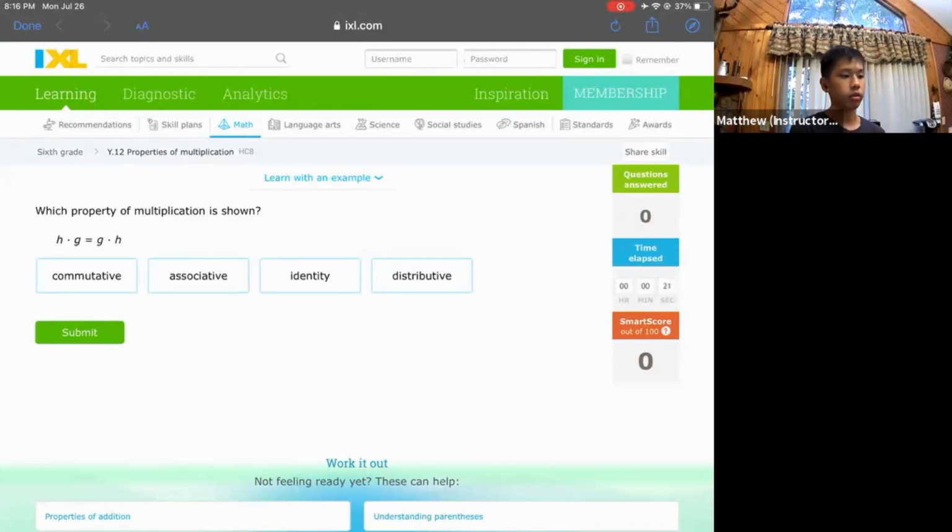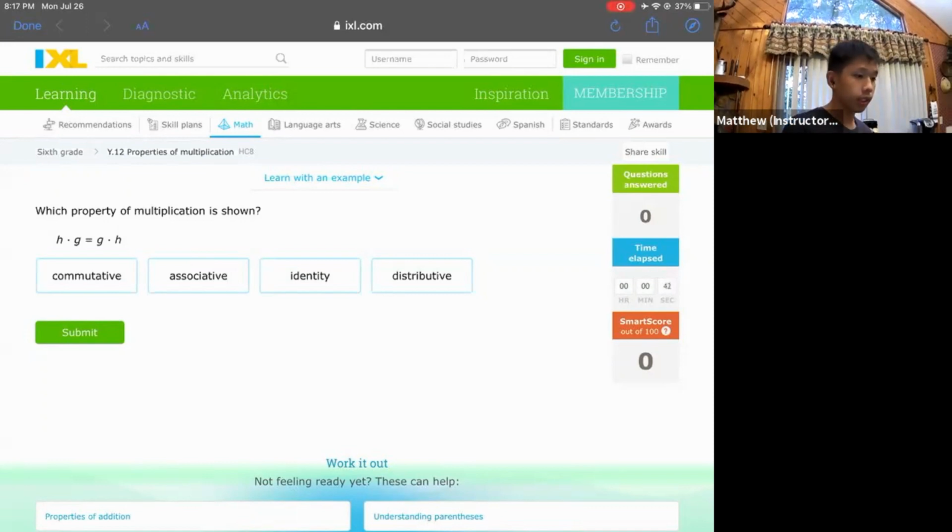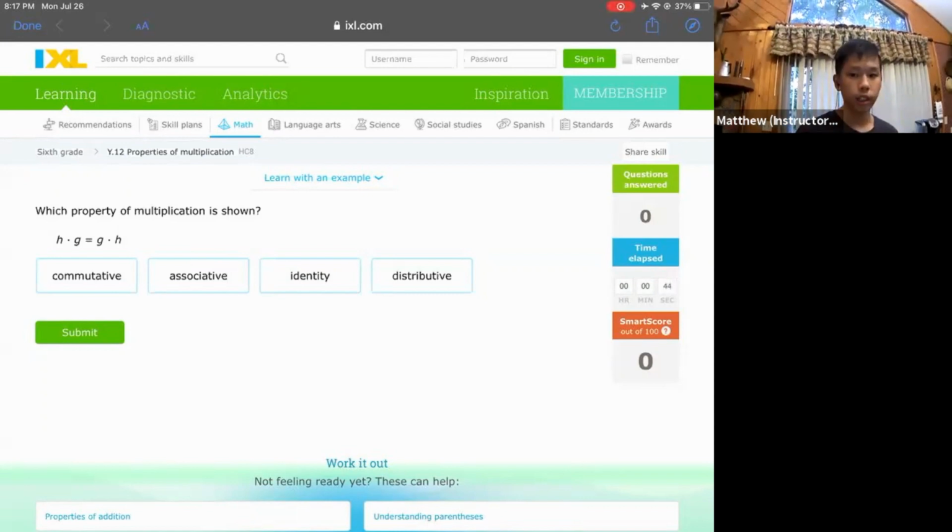H times G equals G times H. That is simply, well, first of all, a commutative property, where A plus B is equal to B plus A. Associative would be A plus parentheses B plus C is equal to parentheses A plus B and parentheses plus C. Identity will just be H is equal to H. Distributive is as I've explained before. So this will be commutative.